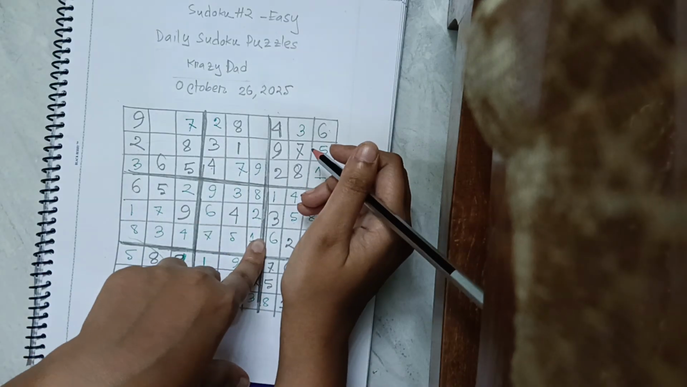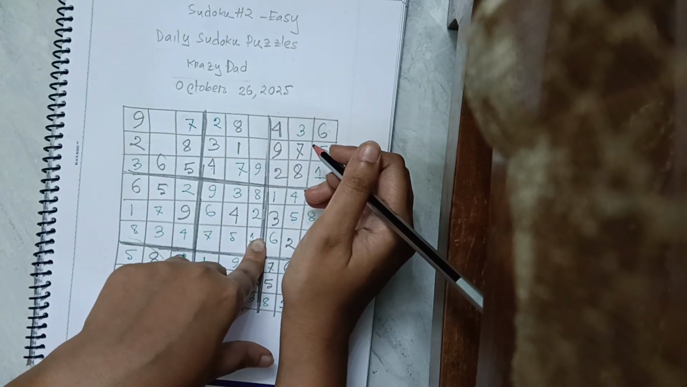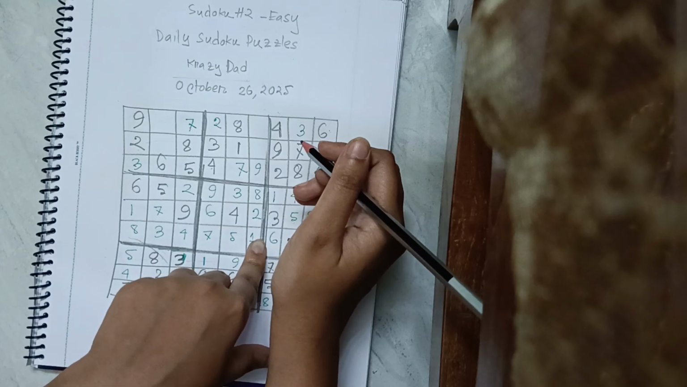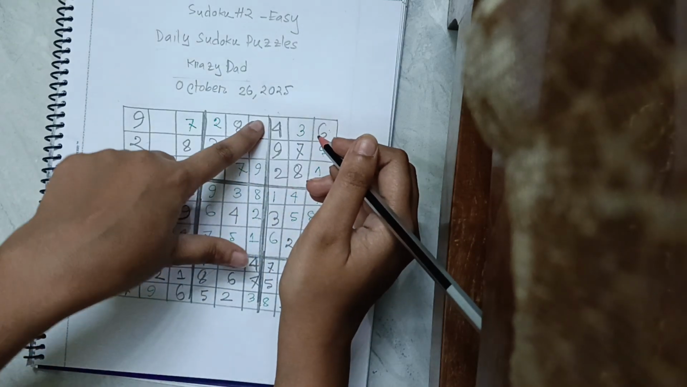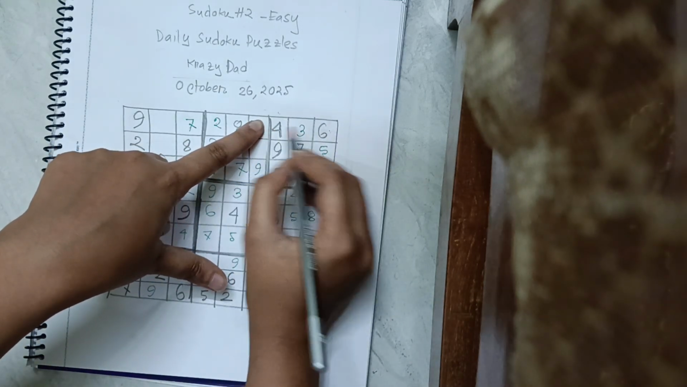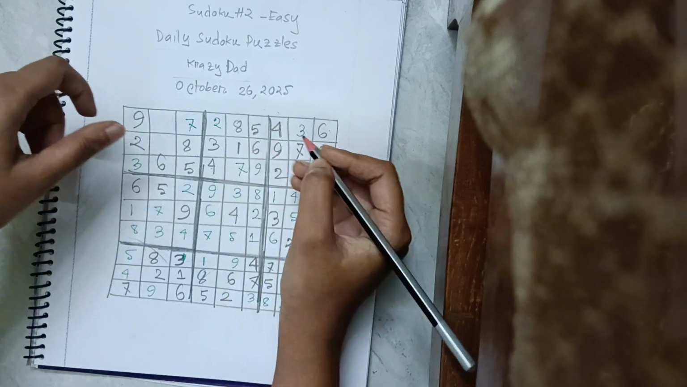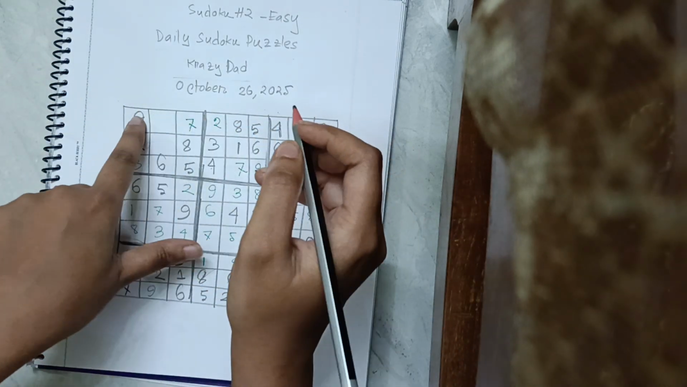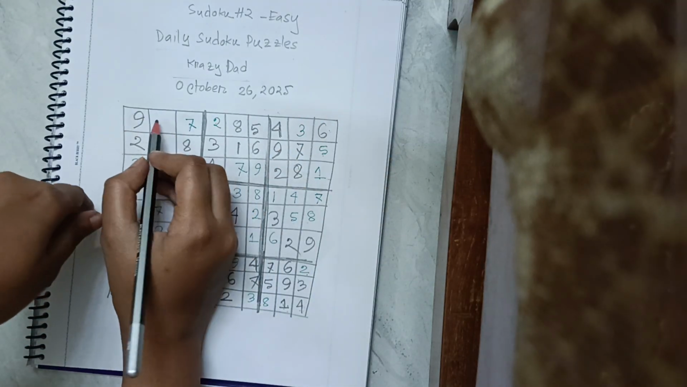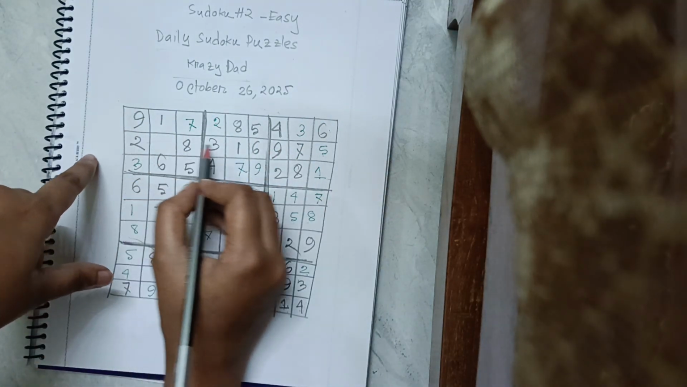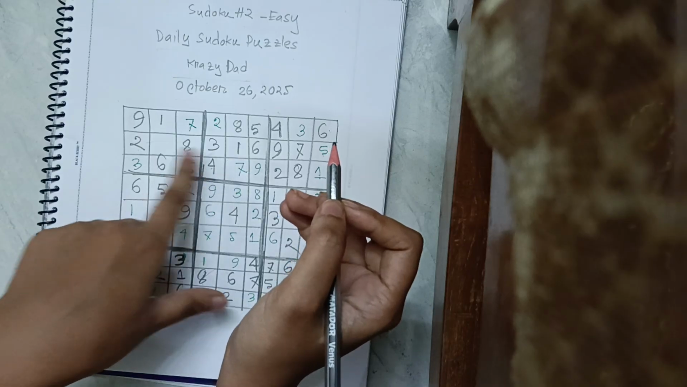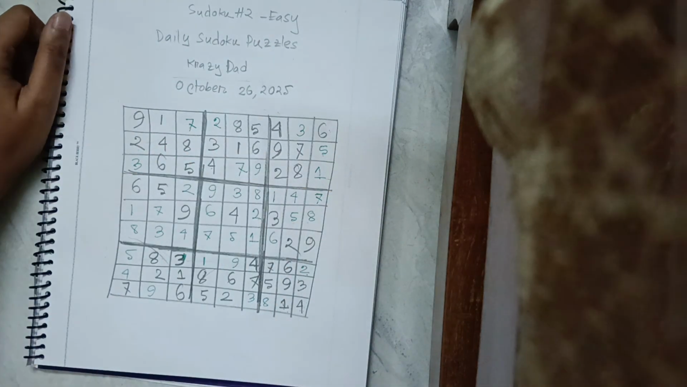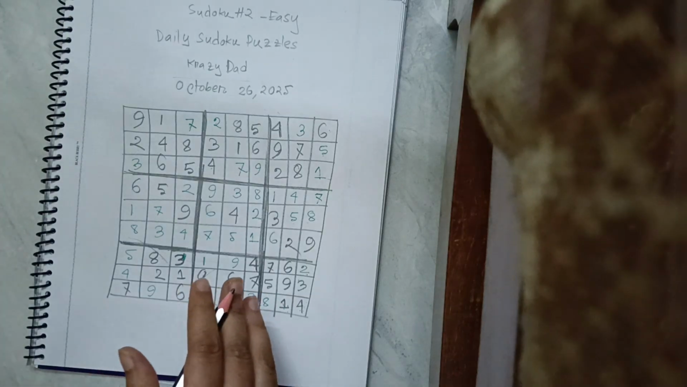What are the missing numbers? 5 and 6. We cannot write 6 here because 6 is already in this row. So 6 must be here and 5 must be here. So let's choose this row now. What is the missing number? 1. What is the missing number for this row? The missing number is 4. Okay, so I think we are done.